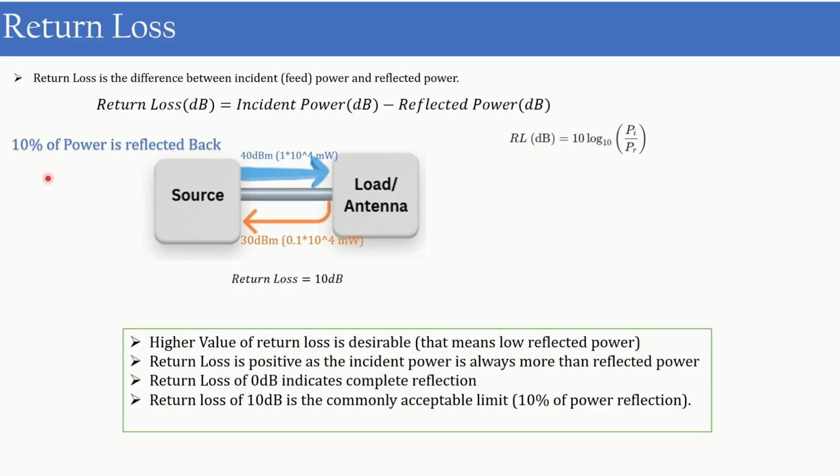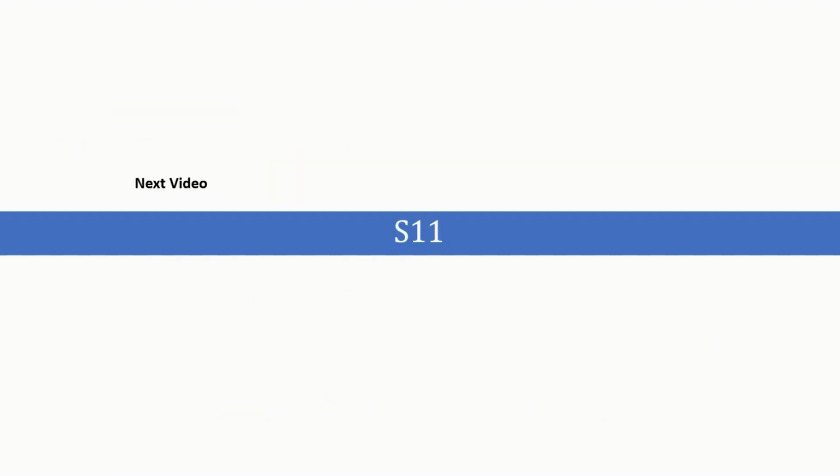So the 10% of power reflection corresponds to a return loss of 10 dB. So a return loss of 10 dB is the acceptable limit for our condition. So if we are designing an antenna, we have to make sure that the return loss is more than 10 dB. So that is all about return loss. I hope you get some idea about the return loss. And our next video will be on the S11.